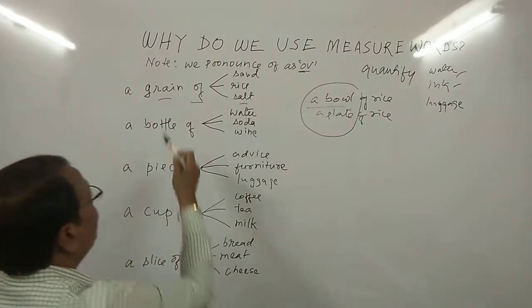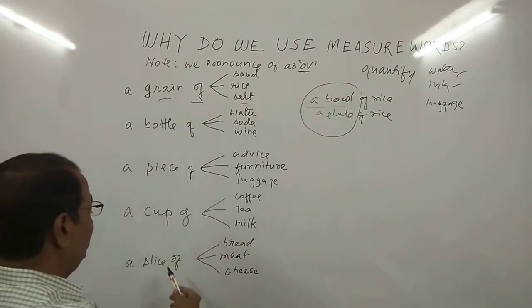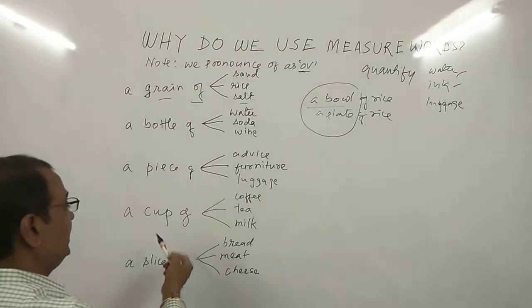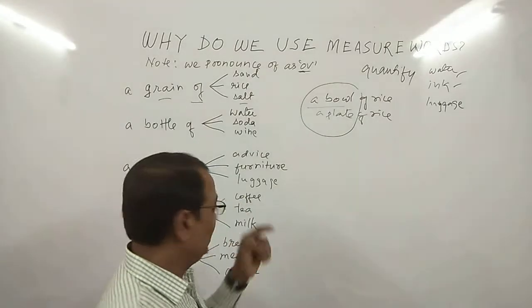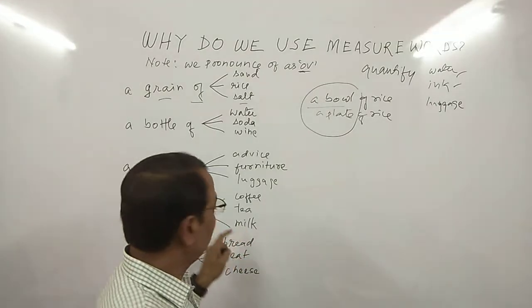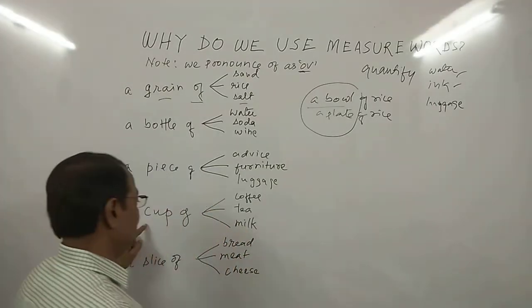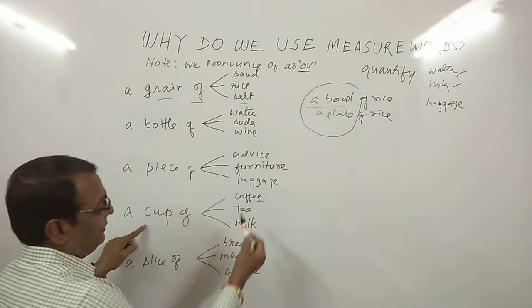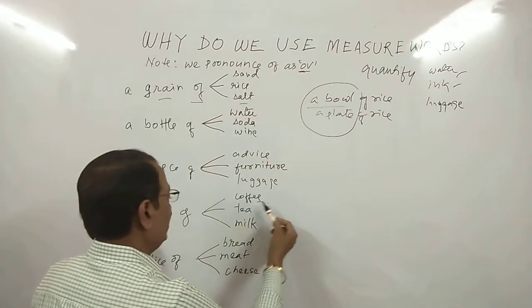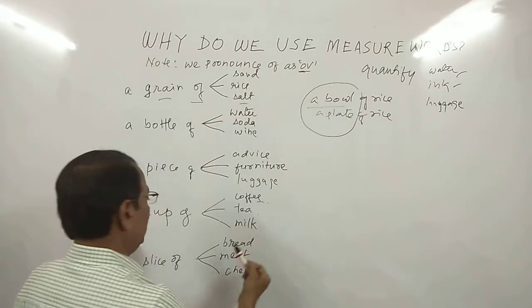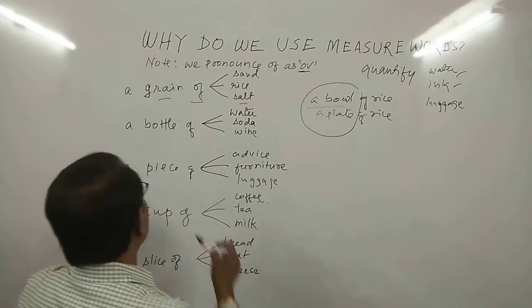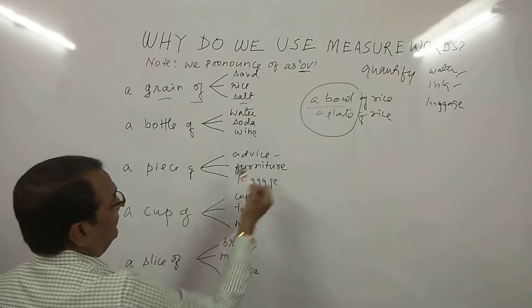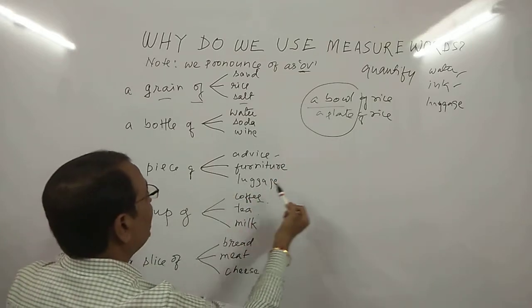Similarly, certain words are called measure words because they come with that thing only. Suppose when you think of coffee, tea, or milk, we use cups for certain things, and that's why we say a cup of coffee, a cup of tea, a cup of milk. Same way, a piece of advice, a piece of furniture, a piece of luggage.